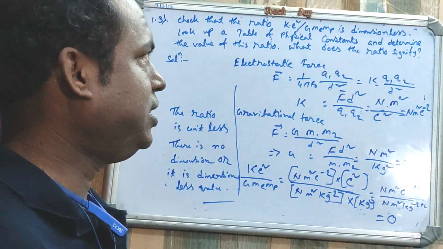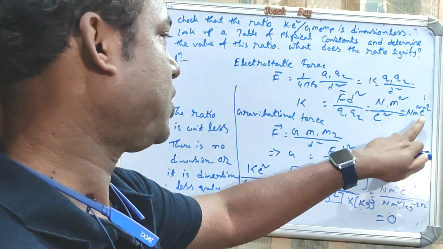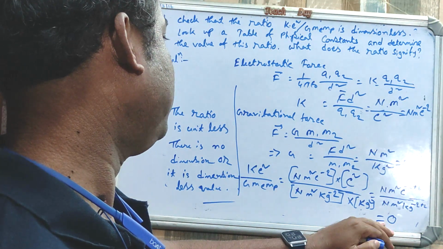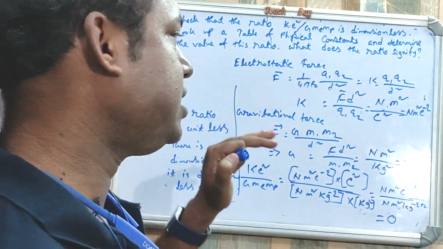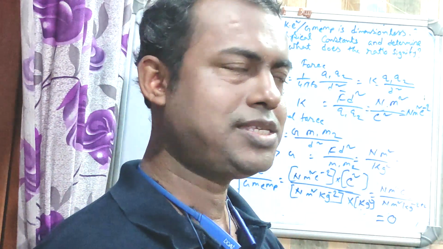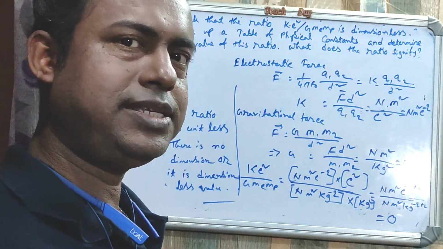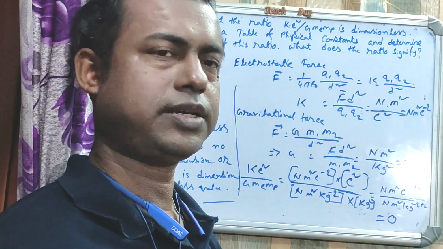Okay. So in this way, we just find out the SI unit of it. In both cases, we find out the ratio. When you find out the value of the ratio, it is 0. So the ratio is unitless. Unitless means there is no dimension. Okay, that means it is dimensionless. Now we move to the next question.